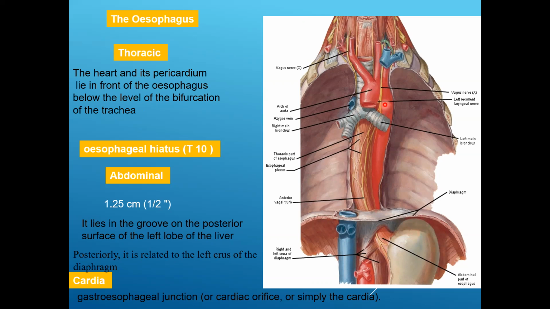We have the vagus nerves. These vagus nerves, right and left, coming down, and their destination is the stomach and the gastrointestinal tract as well, right? The abdomen. So they're going to go with the esophagus through the esophageal hiatus or opening into the abdomen.